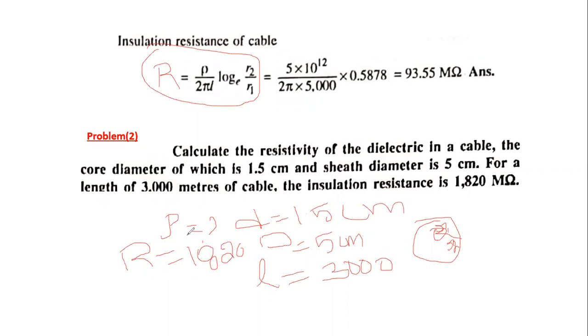What is the specific resistance or the resistivity? First of all, we write down the insulation resistance formula: R is equal to rho by 2 pi L log e R2 by R1. By using this formula, we find the specific resistance rho, or the resistivity rho.